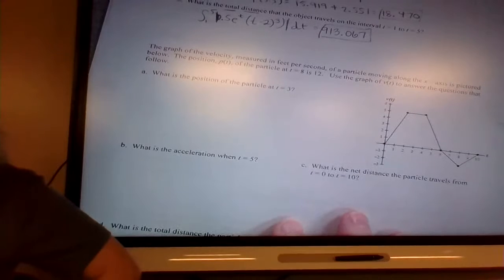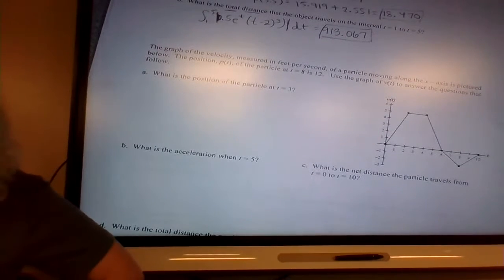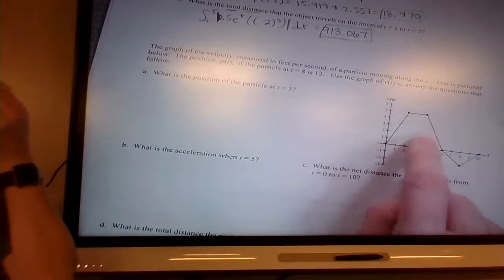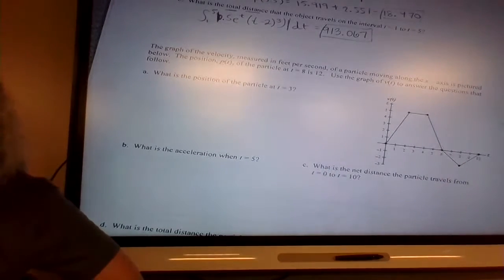All right, so now we have the graph of the velocity, measured in feet per second, of a particle moving along the x-axis pictured below. So this is velocity. The position P of t is 8.